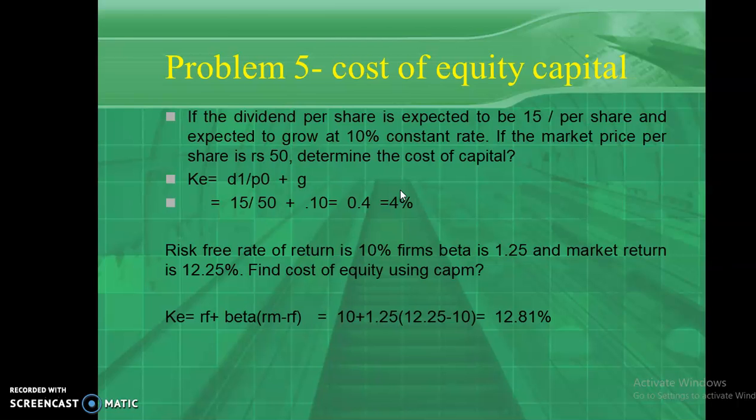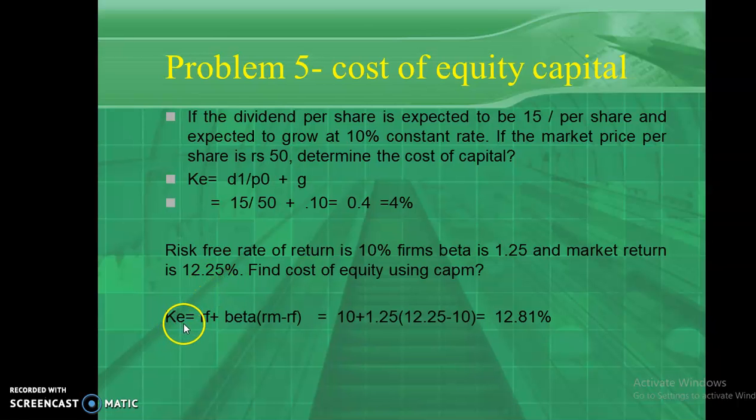Second one is, risk-free return is 10%, firm's beta is 1.25 and market return is 12.25%. What is the cost of equity? This is under the calculation of CAPM, Capital Asset Pricing Model. This model considers the risk and return of the shares. Then they are calculating it by using a formula.